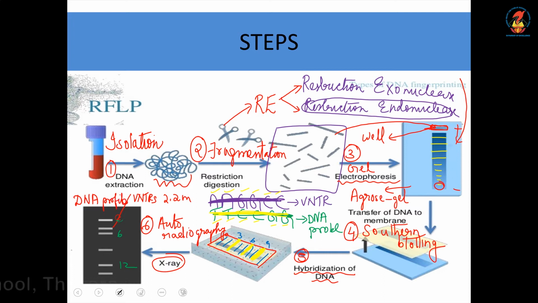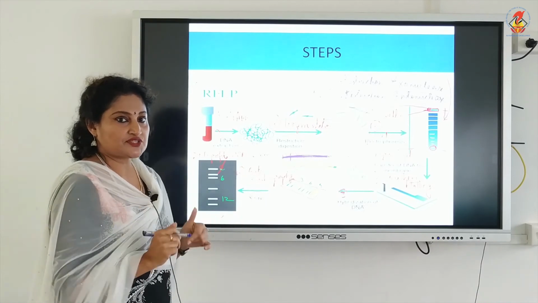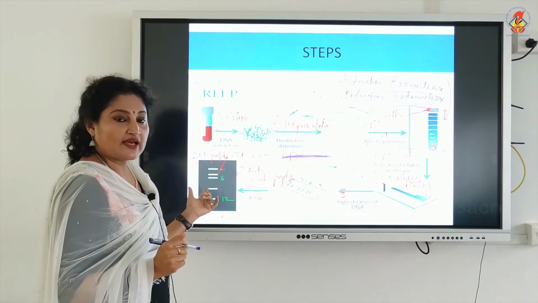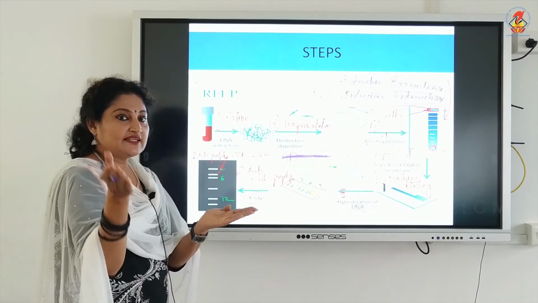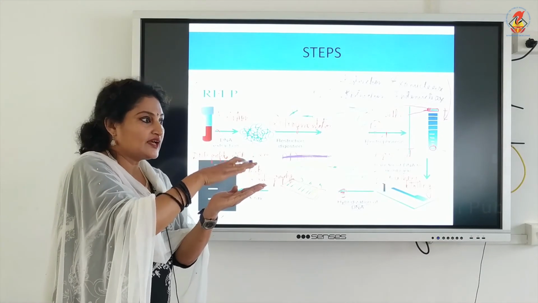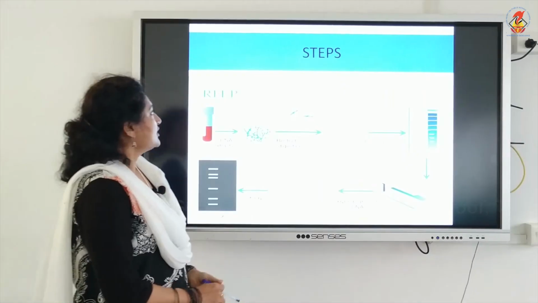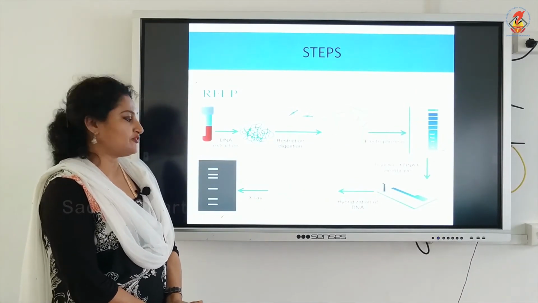This sheet, the nylon paper, was exposed to X-ray. So now definitely there is an X-ray sheet, which shows where the hybridized DNA is. What is hybridized DNA? Where the DNA probe has bound with the VNTR is known as the DNA profile. So once again, reiterating the steps or the procedure in DNA fingerprinting.